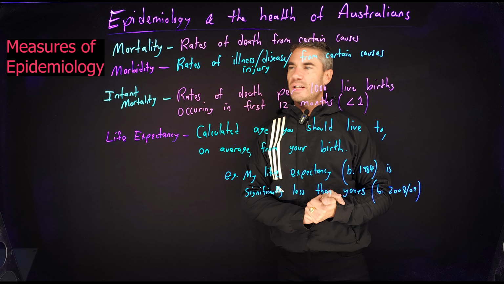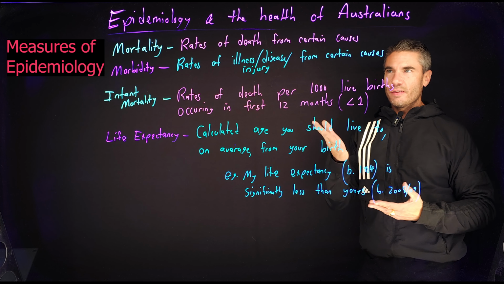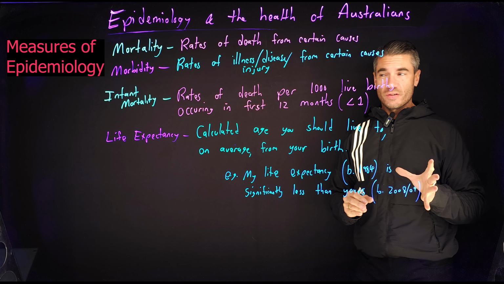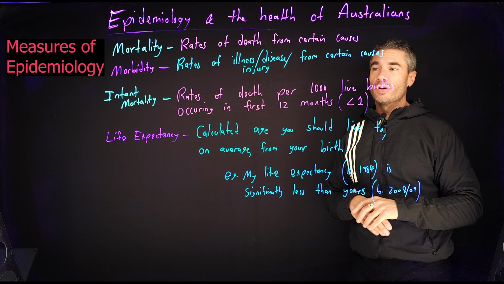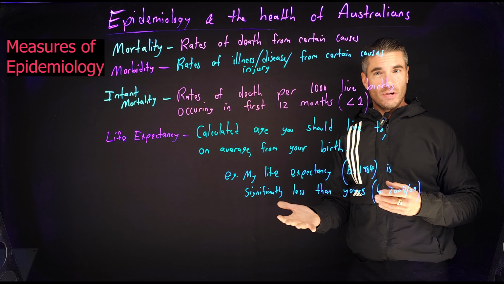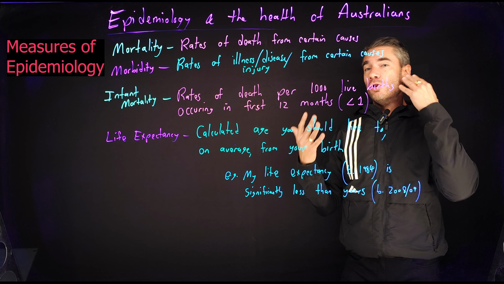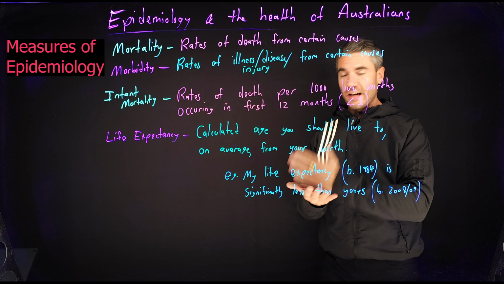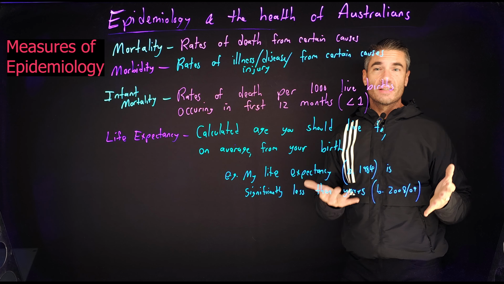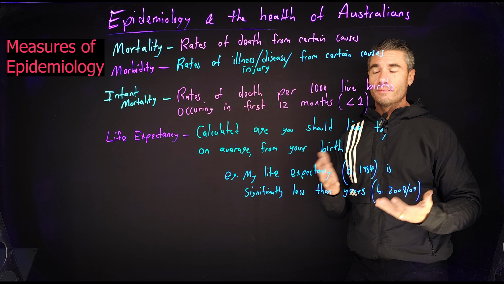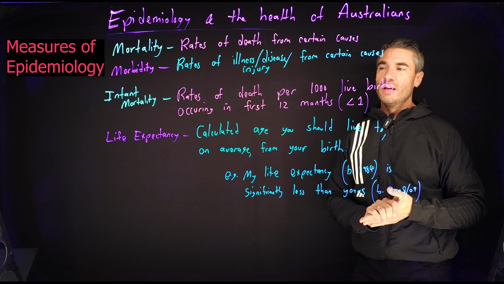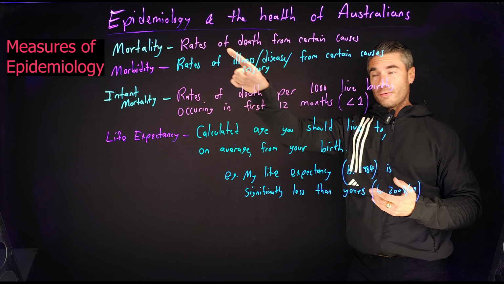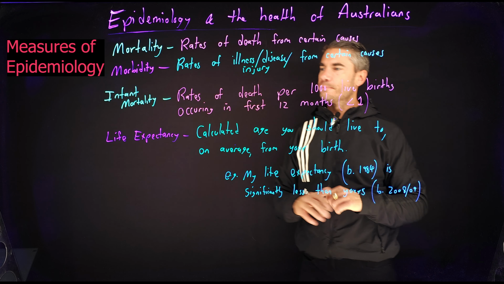Now, infant mortality is an interesting one. It is the rate of death from certain causes per 1,000 live births, and the death has to occur in the first 12 months, so under the age of 1. All right? So we're talking about newborn babies who are live birth, and then in the first 12 months, unfortunately, something horribly wrong has happened. We can use those statistics, which are separate from our mortality statistics.